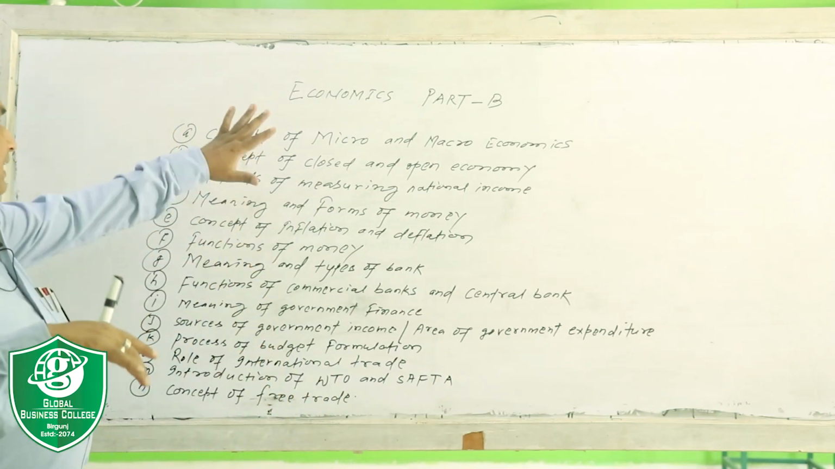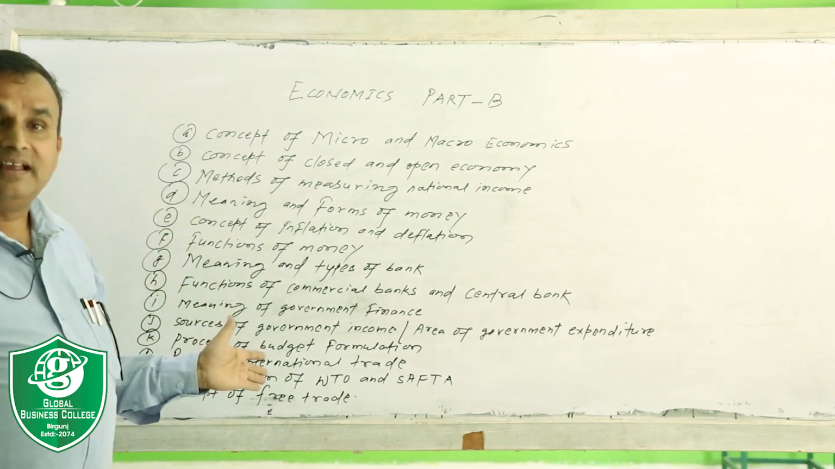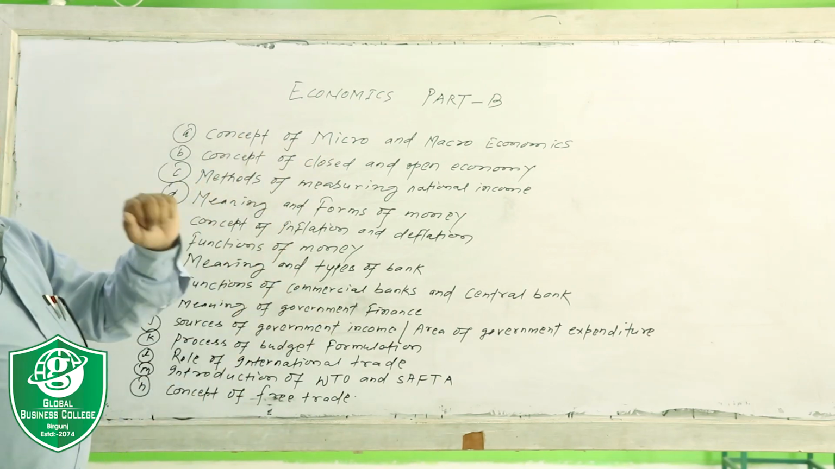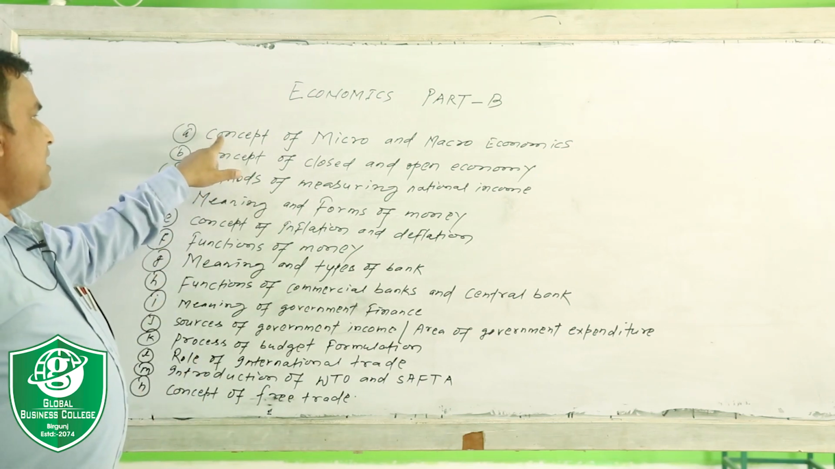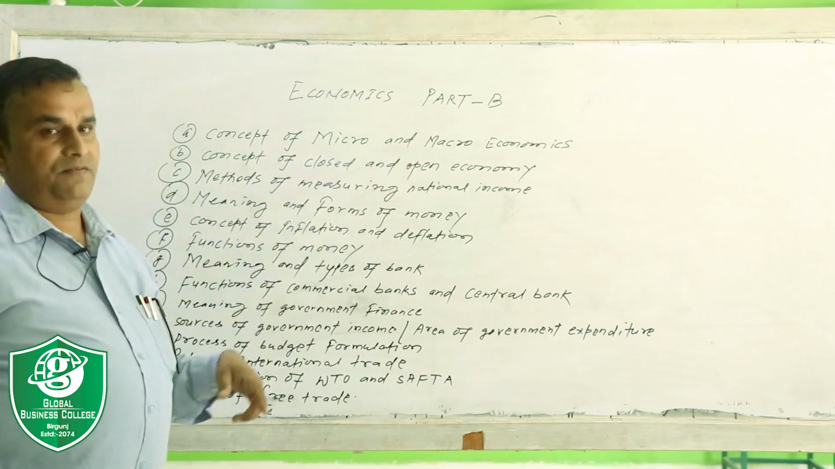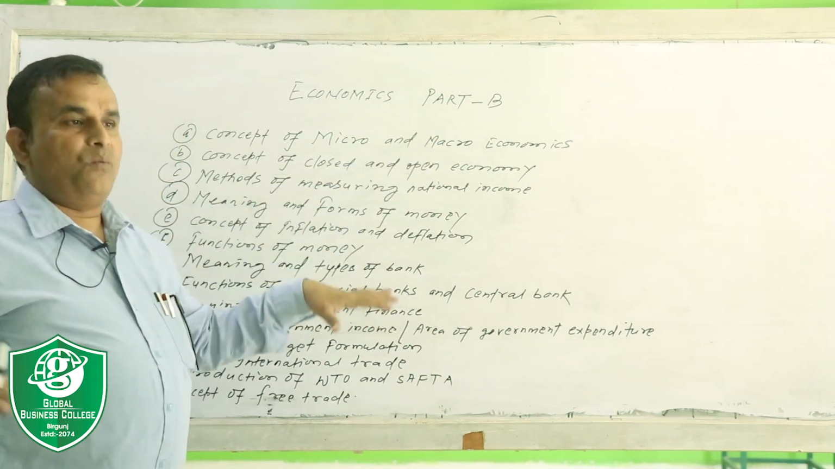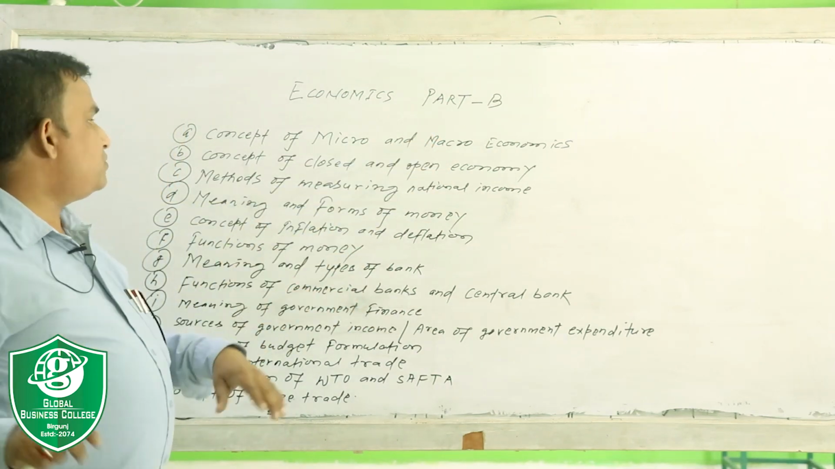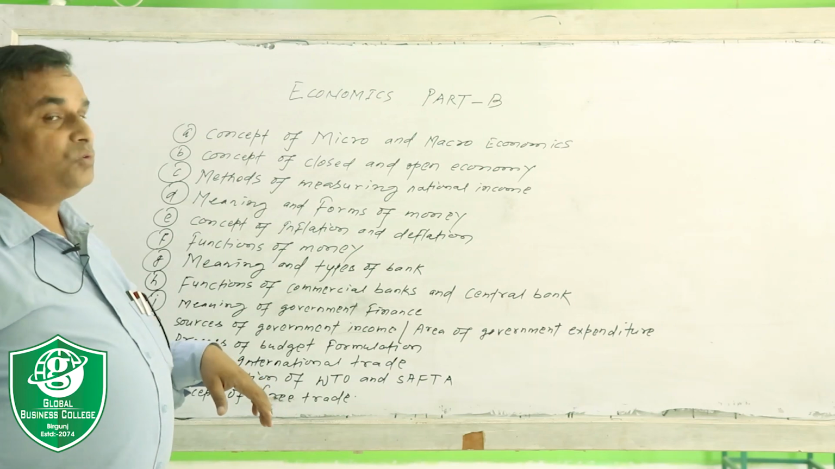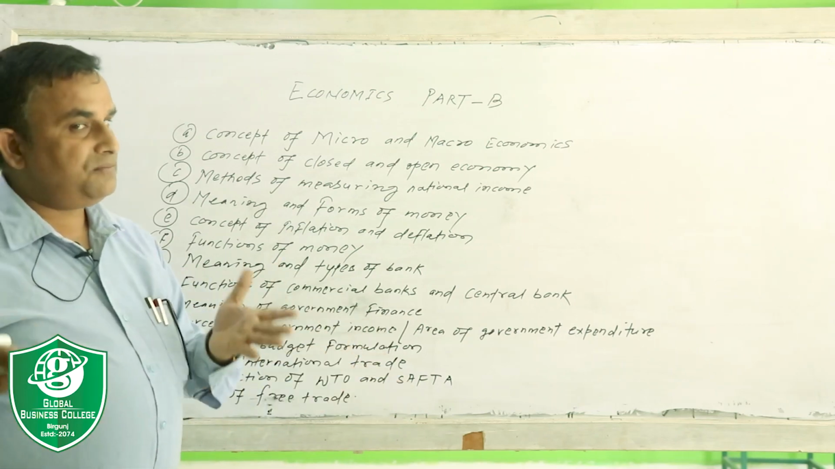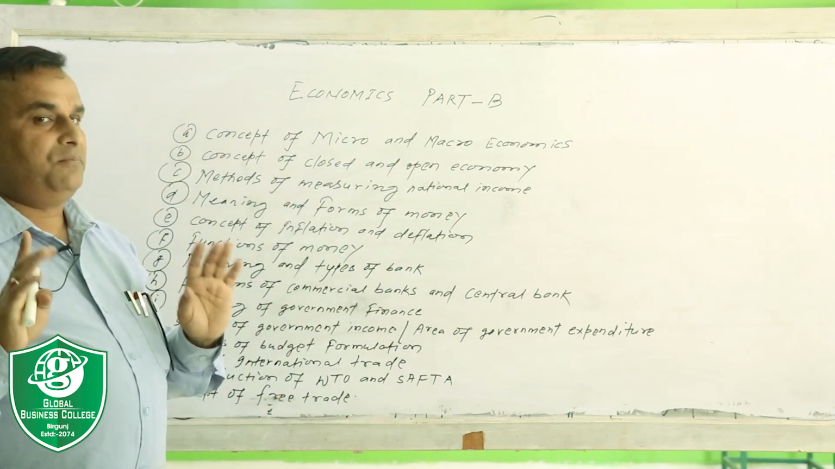So here are some possible questions. I am not saying that they will definitely come, but they are the important questions of part B, where all the students have to focus. The first question: the concept of microeconomics and the concept of macroeconomics. What is microeconomics? What is macroeconomics? What are their relations? What is the importance of microeconomics? What is the importance of macroeconomics? And there may also be a question in a different way: what are the differences between microeconomics and macroeconomics? There, you all students have to focus.